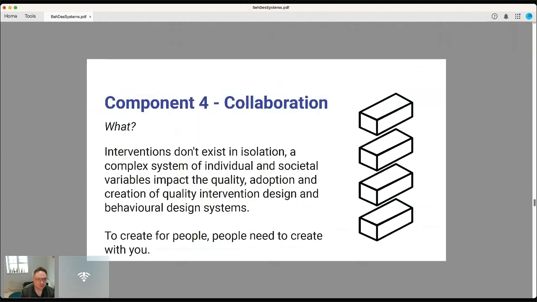Okay, point 4, or component 4, which is about collaboration. So what's this? Well, it's basically saying that interventions and all the good stuff that we've done doesn't exist in isolation. Again, we're sort of going back to the context part of this. A complex system of individual and societal variables, like we've talked about, all the different stuff that we mentioned before, can and does impact the quality, the adoption, and the creation of intervention design and your behavioral design system as well.